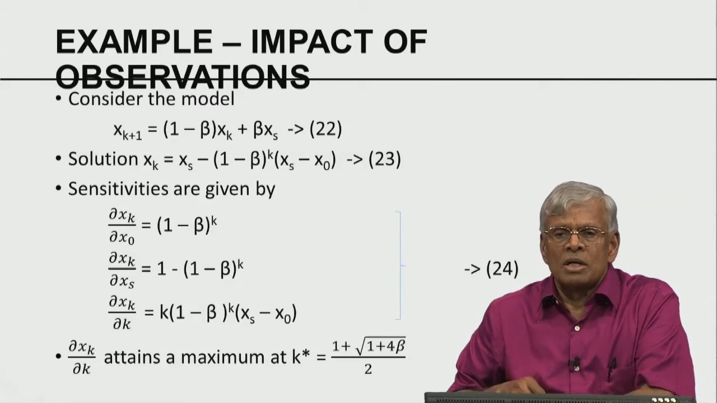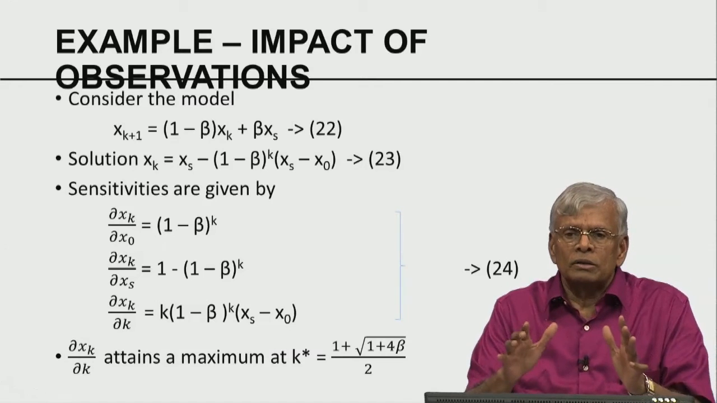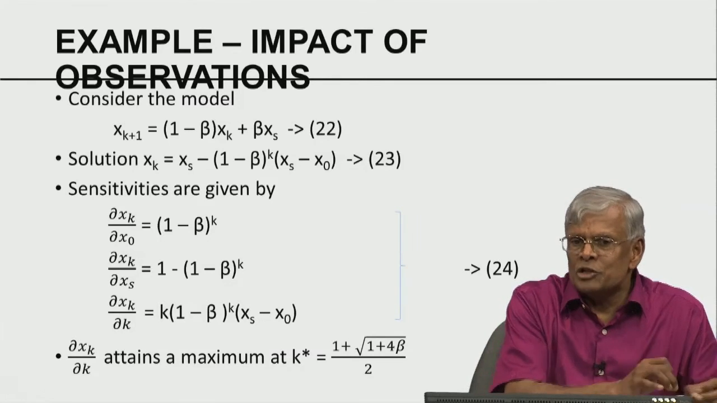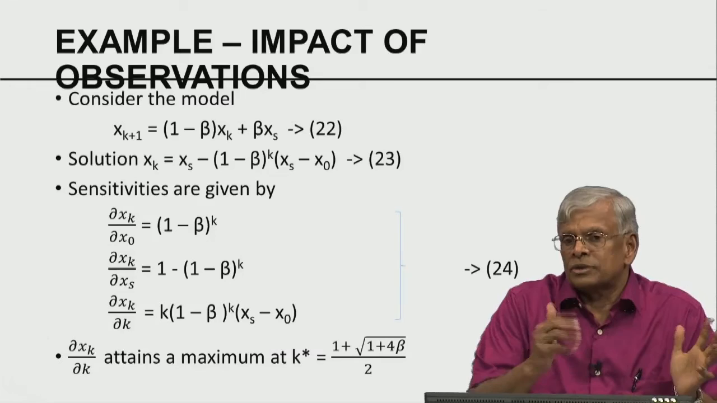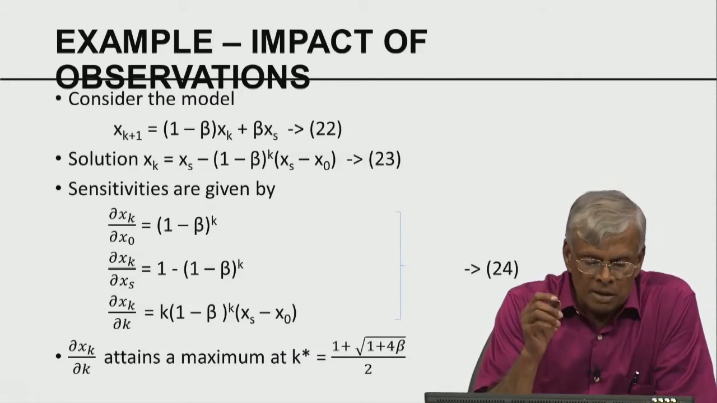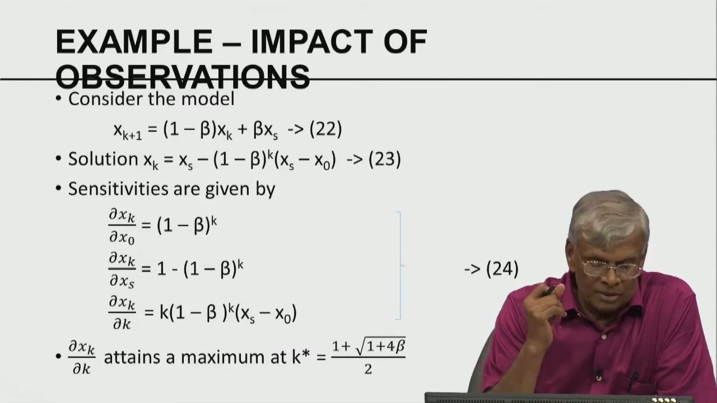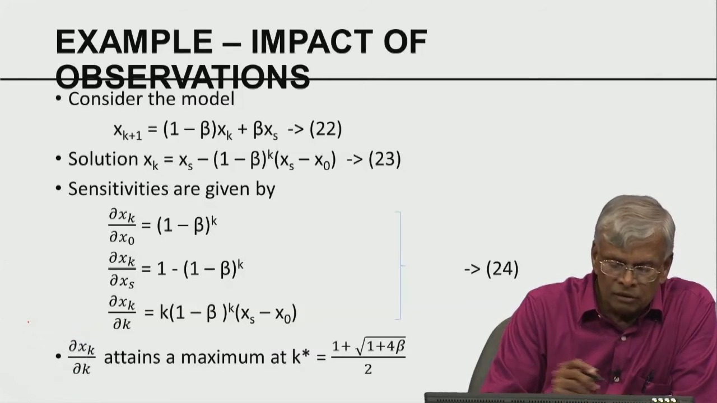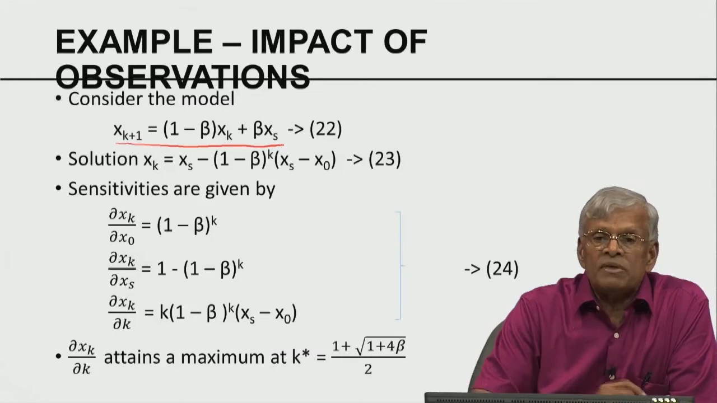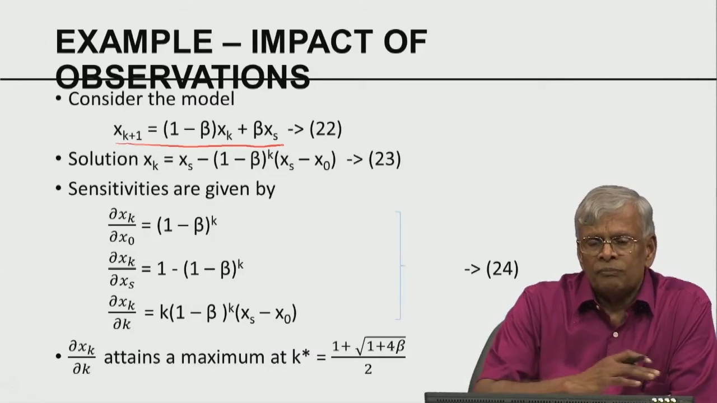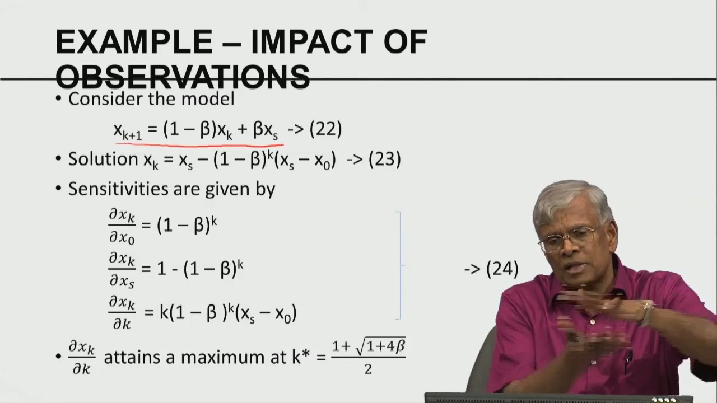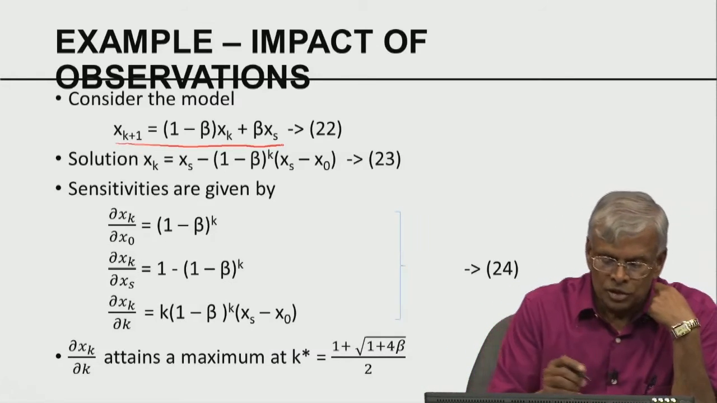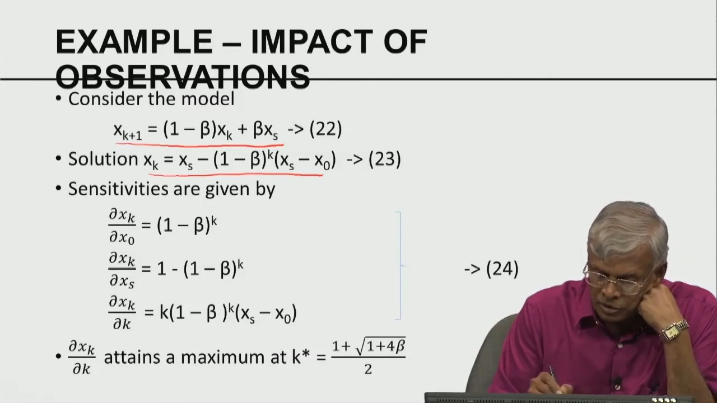Now we are going to talk about how the distribution of observations impacts the computation of the adjoint sensitivity, because that's one of the fundamental questions one has to be concerned with. In order to answer this question, I'm going to be concerned with the same model that we talked about in the previous lecture. This is the discrete version of the cold air moving over the hot sea surface, and there is temperature transfer because of turbulent mixing. And this is the solution. The solution can be rewritten.